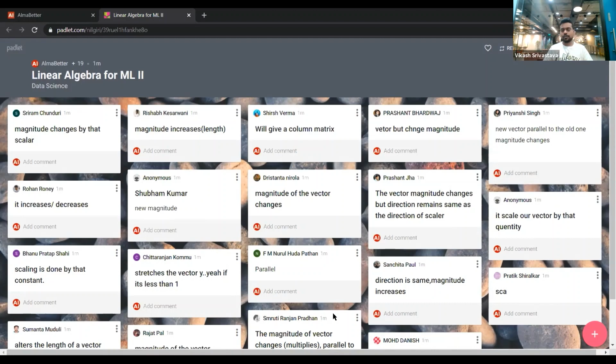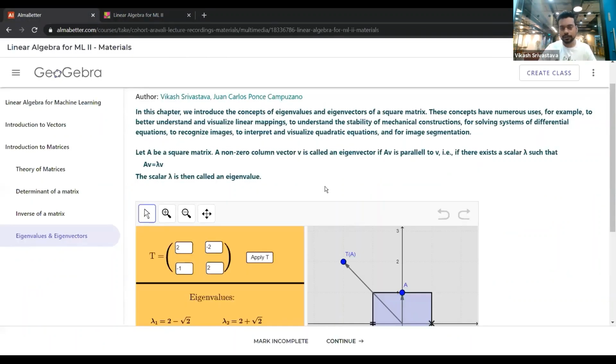If the scalar is greater than 1, it will stretch the vector, that is, increase the magnitude of the original vector. And if the quantity is between 0 and 1, it will squeeze the vector, so the magnitude will decrease. This is what we get whenever we multiply a vector with a scalar quantity, right? So now we are on the same page.